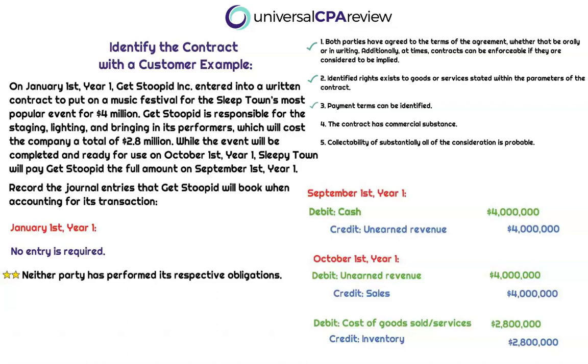How about commercial substance? Does this have commercial substance? Yes, it does. This is a pretty straightforward business transaction, right? And there's nothing in here that indicates that there's any reason to believe that Get Stupid is not going to get paid, okay? So collection is going to be considered probable. All right, so that's what we need to know about step one, identifying the contract. Let's move on into step two.